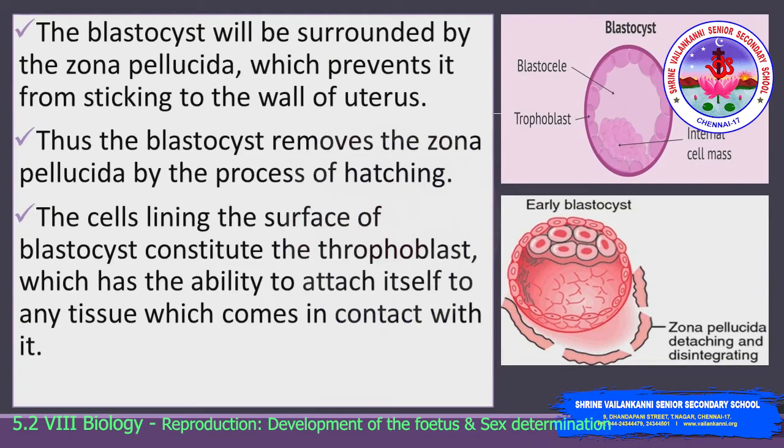The blastocyst will be surrounded by the zona pellucida, which prevents the blastocyst from sticking to the wall of the uterus. Thus, the blastocyst removes the zona pellucida by the process of hatching. The cells lining the surface of the blastocyst after the removal of the zona pellucida constitute the trophoblast. The trophoblast has the ability to attach itself to any tissue which comes in contact with it.